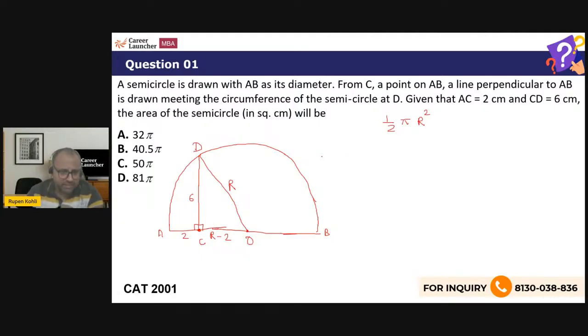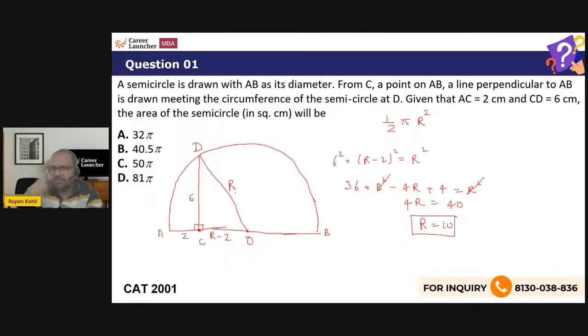So 6 square plus (R minus 2) whole square equals R square, right? So 36 plus R square minus 4R plus 4 is R square. R square goes off. I'm getting 4R equal to 36 plus 4, that is 40, so R is 10. If you look at this closely, this is nothing but the 6, 8, 10 triplet, double of 3, 4, 5, right? So there is your answer, half pi R square. R is 10, so half pi into 100, so 50 pi. There is our answer, right?